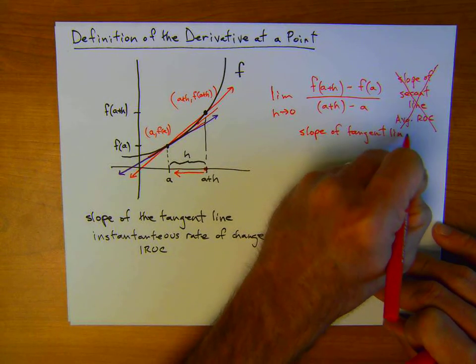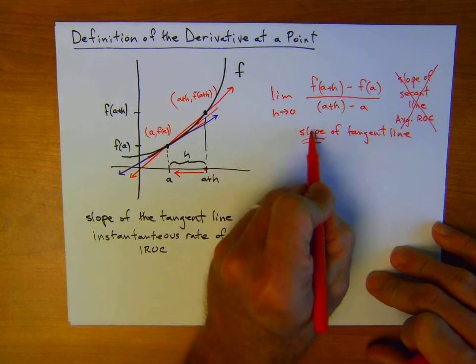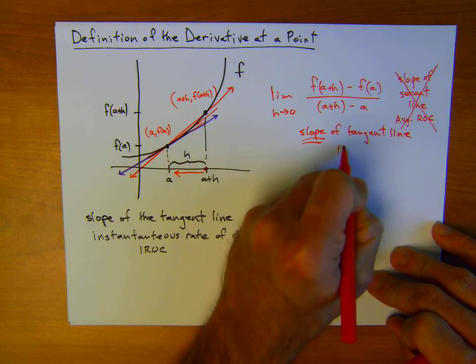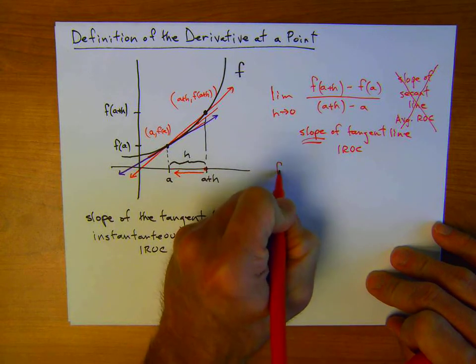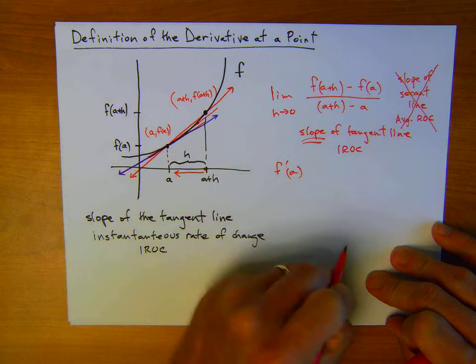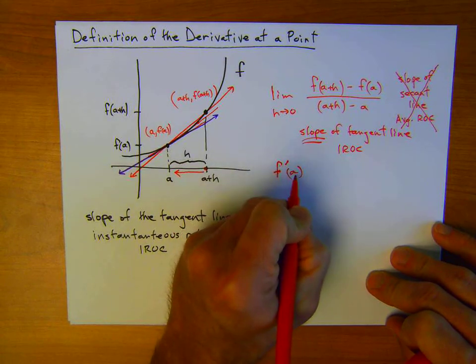Now, it's important to note it's the slope of the tangent line. It's not the tangent line. It only gives us the slope. Also, it's the instantaneous rate of change. And it's denoted as f prime of a. So this prime is the derivative. The way to read this is the derivative of f at a.